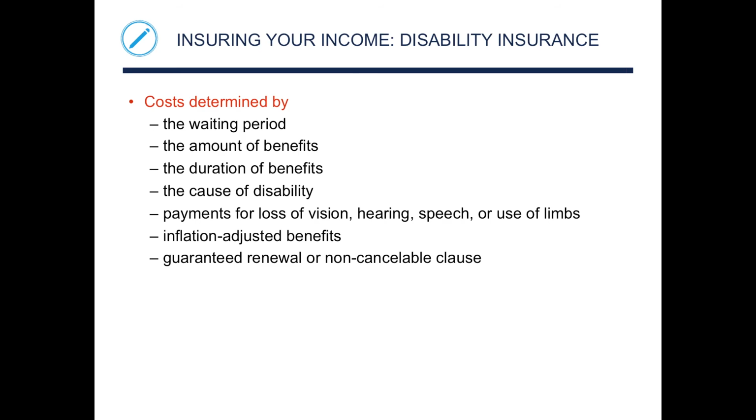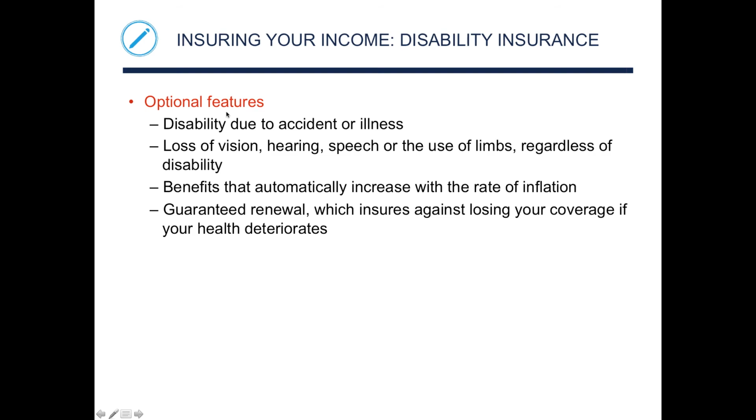The cost of disability insurance is determined by the waiting period, the amount of benefits, duration of benefits, the cause of disability, payment for loss of vision, hearing, speech, or use of limbs, inflation adjusted benefits, and guaranteed renewal or non-cancelable clause. Some optional features: disability due to accident or illness, loss of vision, hearing, speech, or the use of limbs regardless of disability, benefits that automatically increase with the rate of inflation, guaranteed renewal, which ensures against losing your coverage if your health deteriorates.